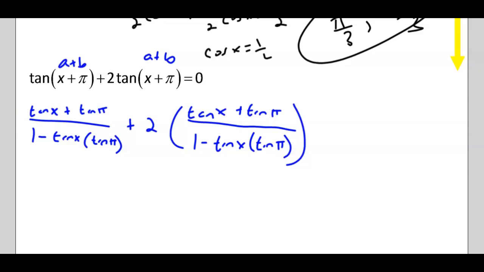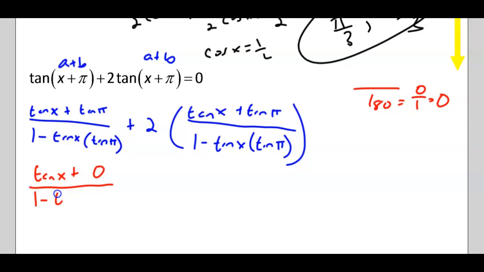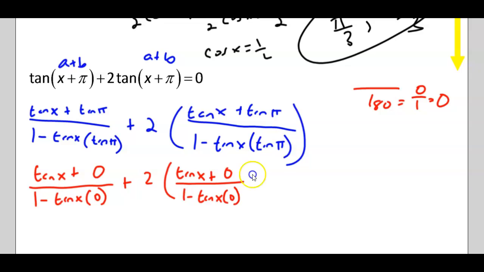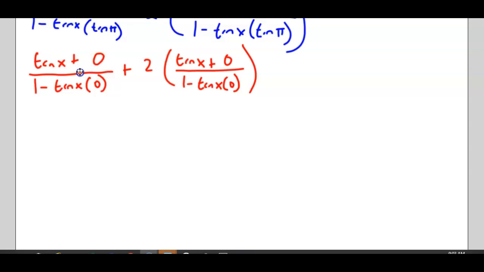So now we gotta simplify stuff. So tan of X is tan of X. Can somebody tell me what tangent of pi is? Well, let's look at pi. 180. What's the y value? 0 over 1, so tangent is 0. So tan X plus 0 all over 1 minus tan X times 0, right? Plus 2 times the same stuff. Tan X plus 0 is tan X. 1 minus 0 is 1, so tan X over 1. That's tan X times 2, so 2 tan X.